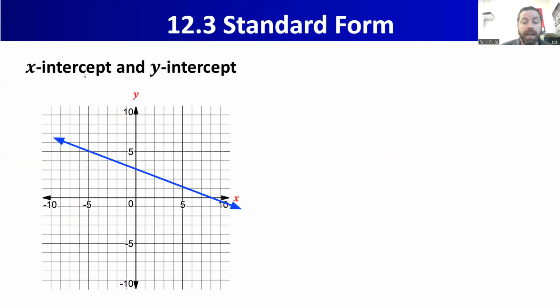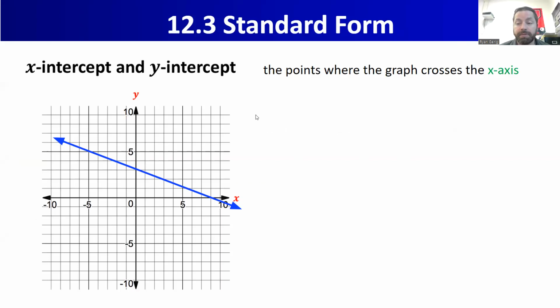So here we go. x-intercepts and y-intercepts. We've talked about a y-intercept in the last lesson. What's an x-intercept? Let's use what we know about y-intercept to figure out what an x-intercept is. Well, the point where the graph crosses the y-axis was the y-intercept. So the point where the graph crosses the x-axis is the x-intercept. This blue line here crosses the x-axis at 9. So the x-intercept is the point (9, 0). And the y-intercept is where it crosses the y-axis, which is the point (0, 3) in this problem.